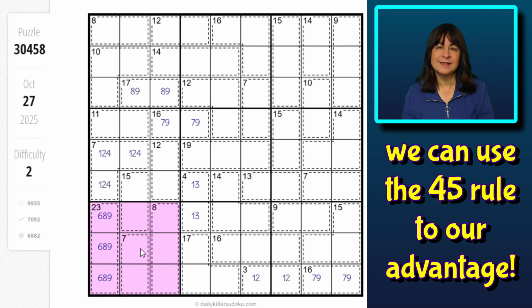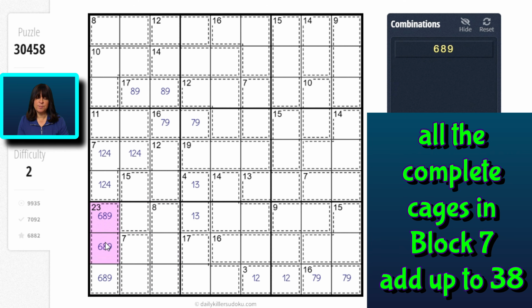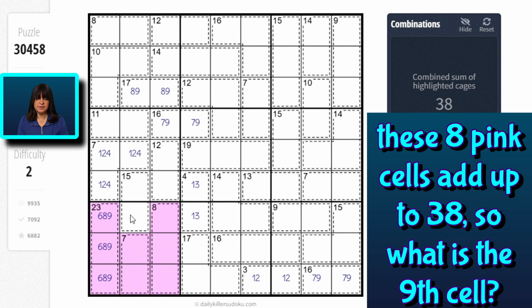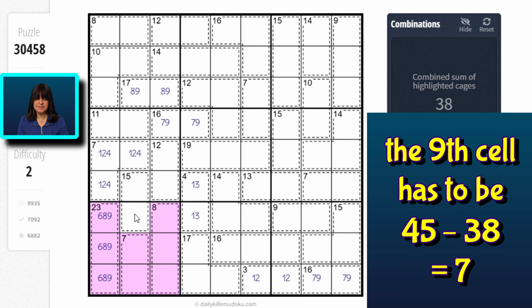For example, let's take a look at this block, block 7. If I add up all the complete cages in this block, that's these 8 cells, they add up to 38. But every row, column, or block has to add up to 45. So if the 8 cells add up to 38, then I need the remaining cell, the 9th cell, to be a 7 to get to 45. So this cell has to be a 7.